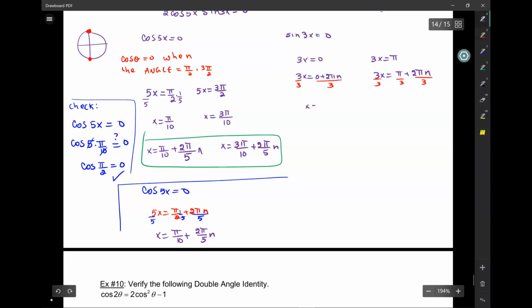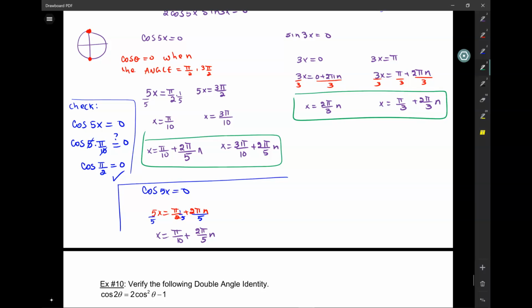So x is 0 plus 2 pi over 3n. x is pi over 3 plus 2 pi over 3n. Yeah, so I do it the first way because I want you to know what it is conceptually. But then this is better, like, practically. So everything in the green is the answer.